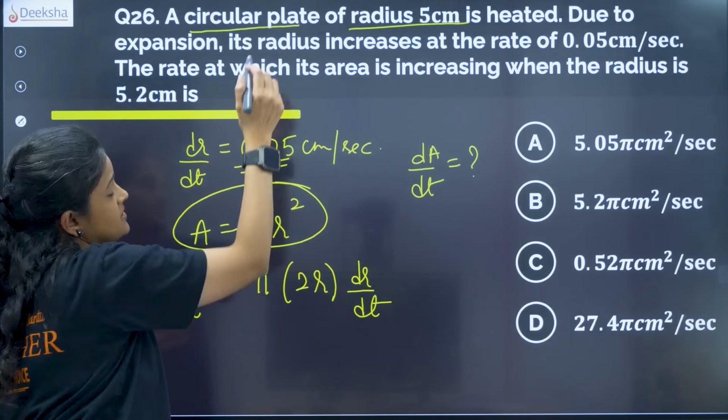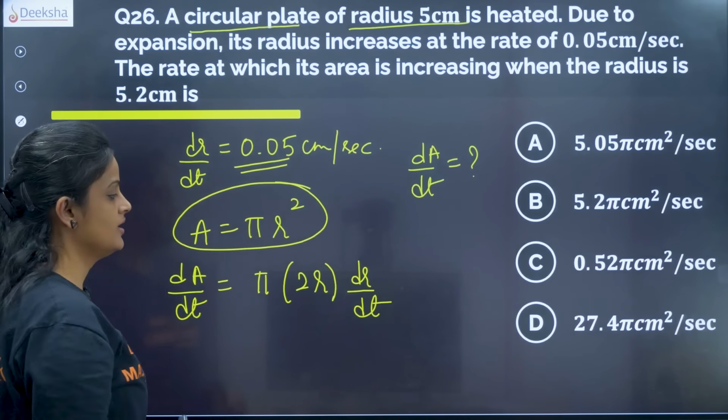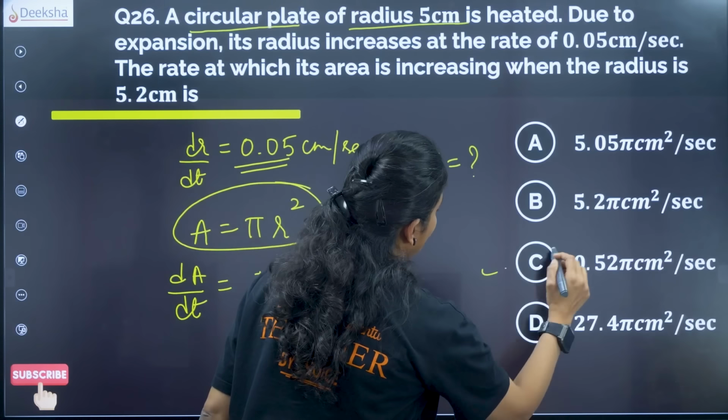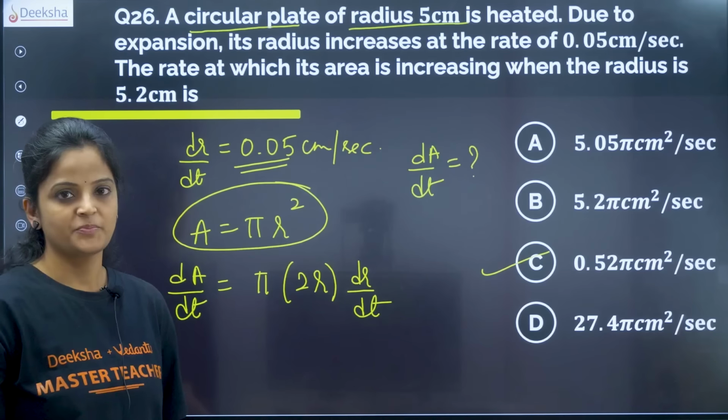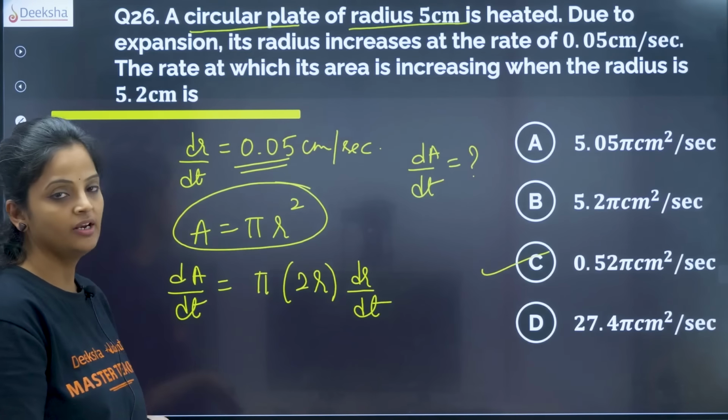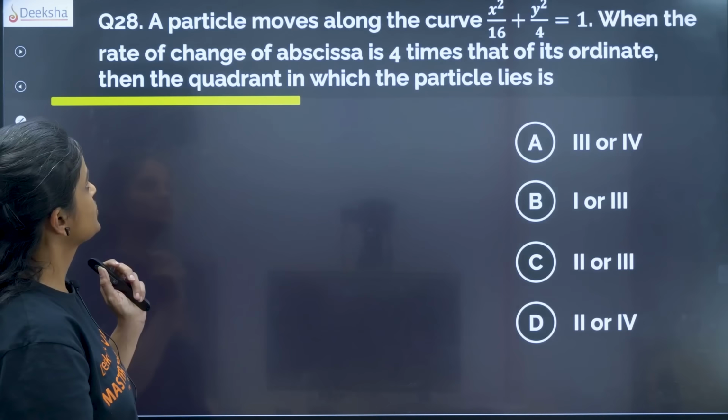Because a circular plate is there, you have to make use of the formula. On solving this, we have option C as the answer. Okay, easy one. Let's see the next question.